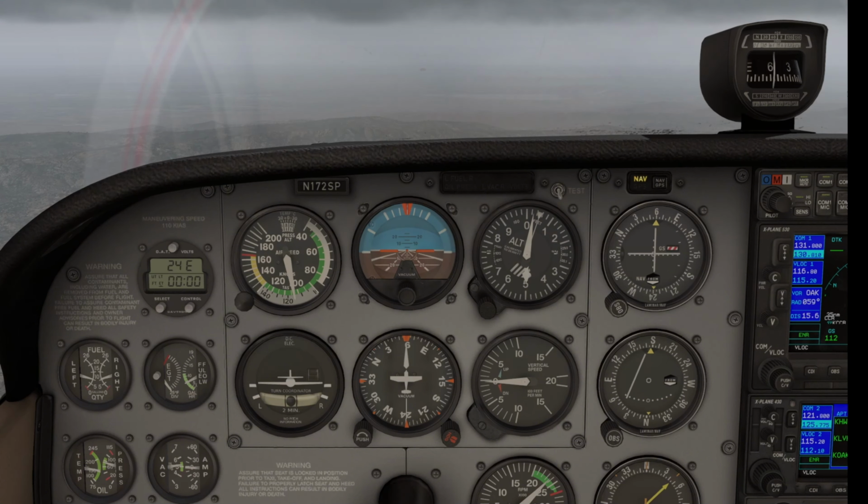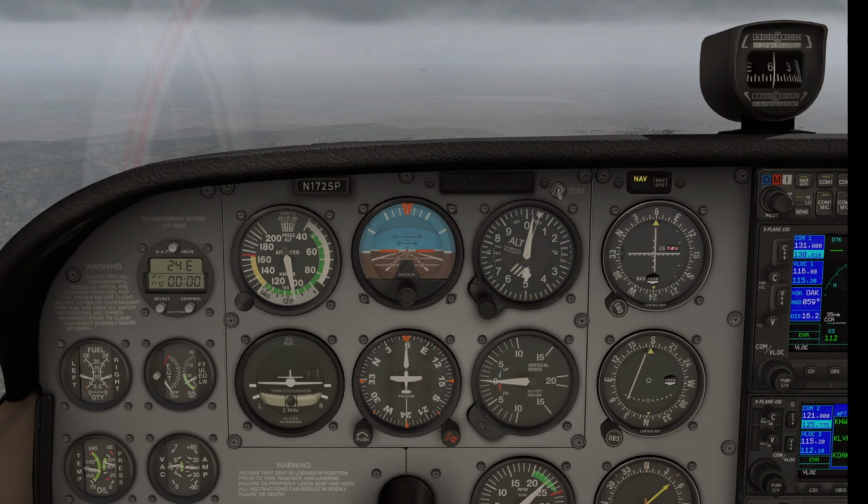Next, we will identify the Altam intersection. Altam is located 23 miles from the Oakland VOR, and it is defined by the Sacramento 177 radial. Notice the number 2 VOR indicator is now tuned to the Sacramento VOR, with 177 selected on the OBS.